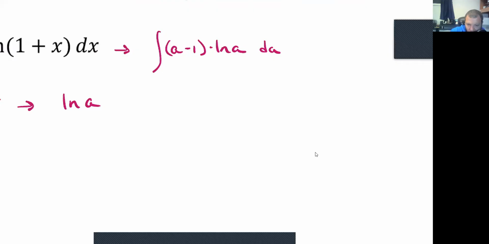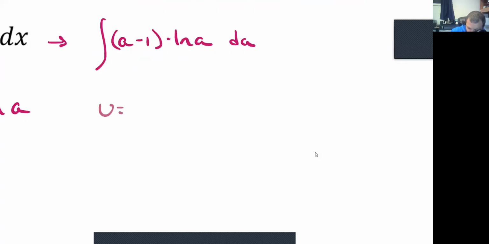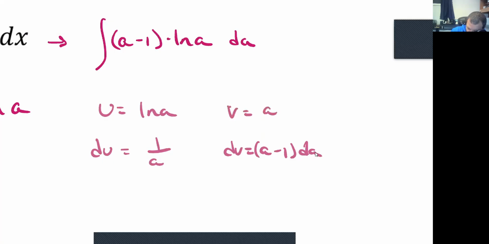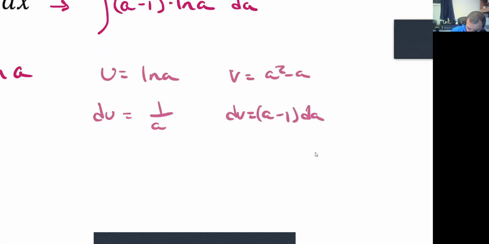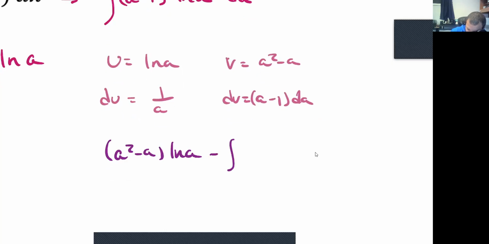Why does this help us? Well, now when I do integration by parts, if I say u is equal to the natural log of a, and dv is equal to a minus 1 dA, my derivative is going to be 1 over a. My antiderivative is going to end up being a squared over 2 minus a. So now, when we do integration by parts, we're going to get u times v, a squared over 2 minus a, natural log of a, minus this antiderivative of v du, a squared over 2 minus a times 1 over a. You can see where the magic happens.